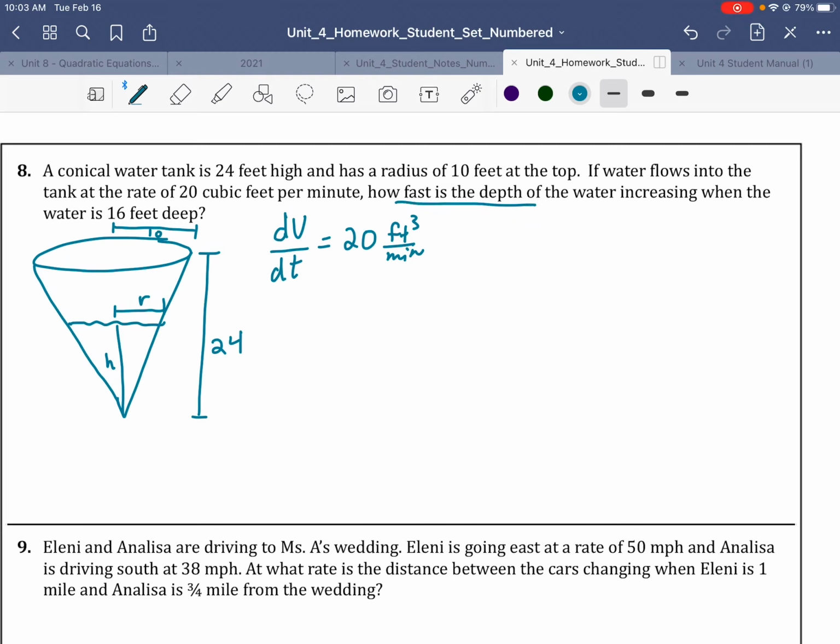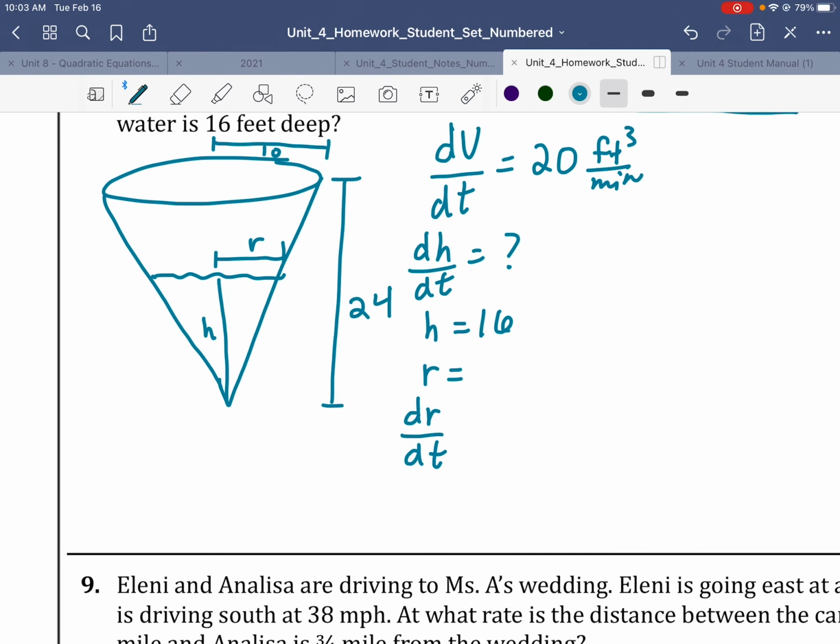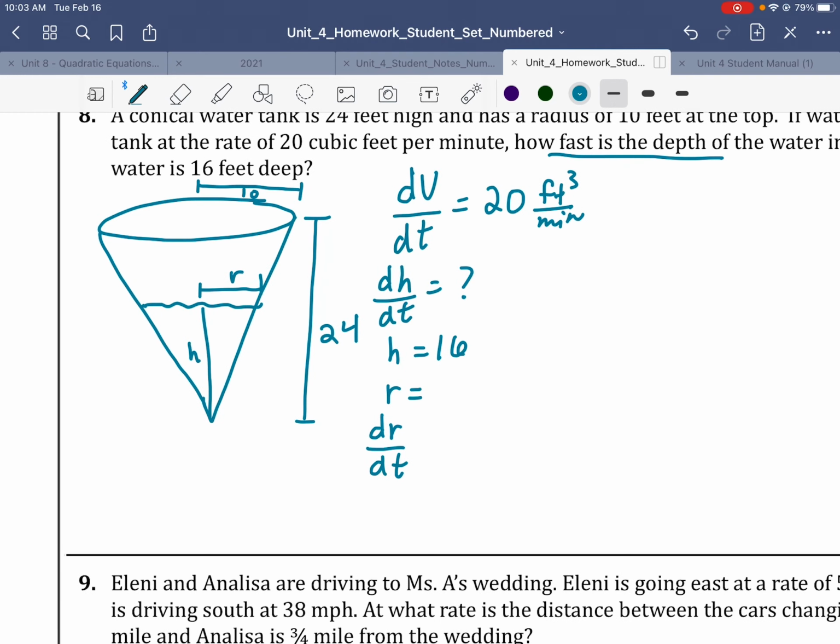So they want us to figure out how fast the depth, or in this case, the height, right? So how fast is the height changing, dH/dt? We don't know what that is. They want us to figure that out when the water height is 16 feet. So in order to do this, we're actually going to want to figure out what the radius also is and what our dr/dt is.